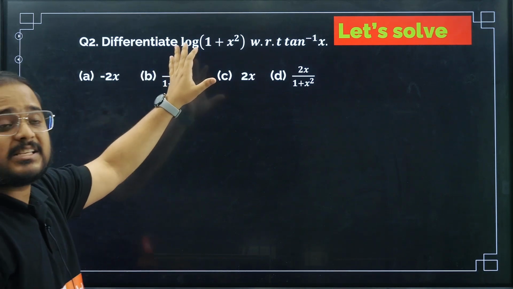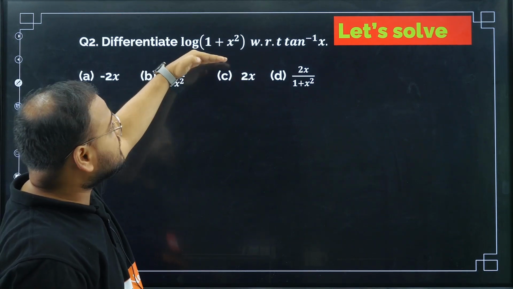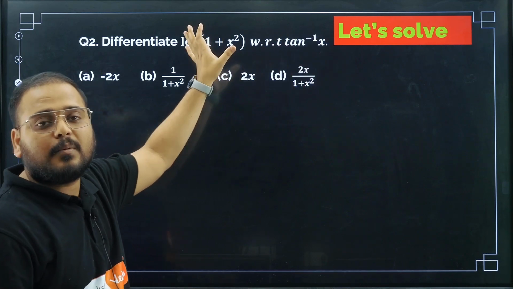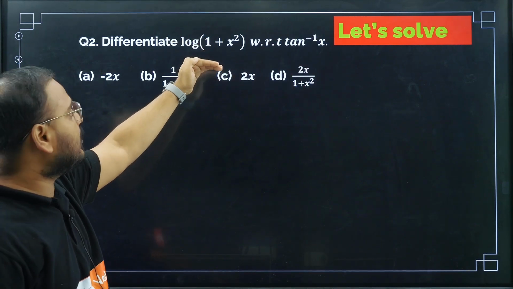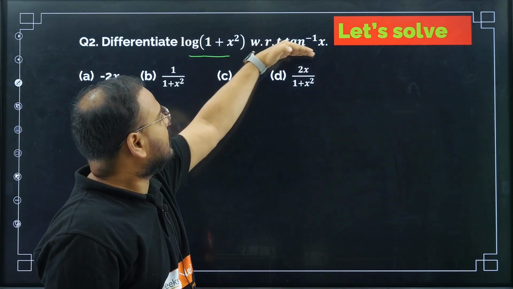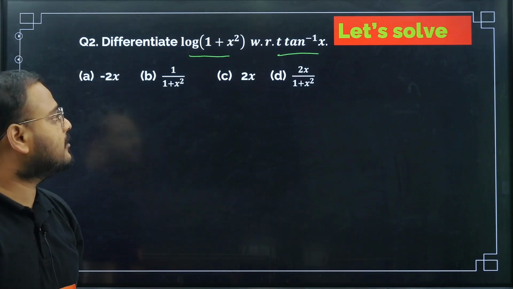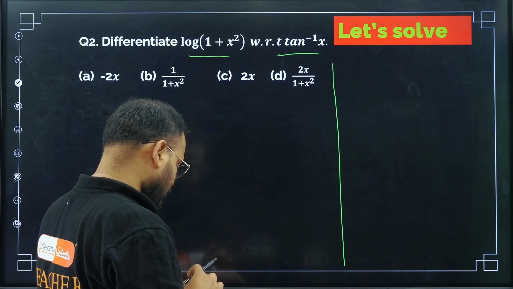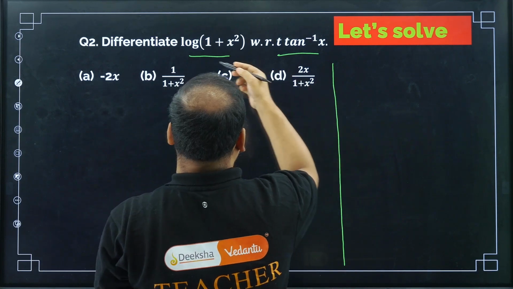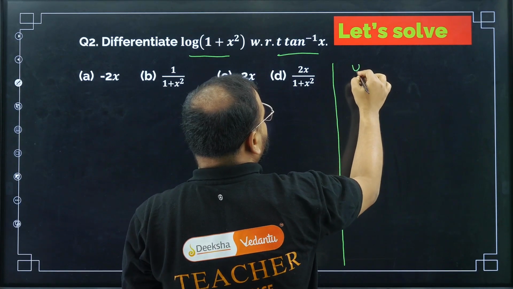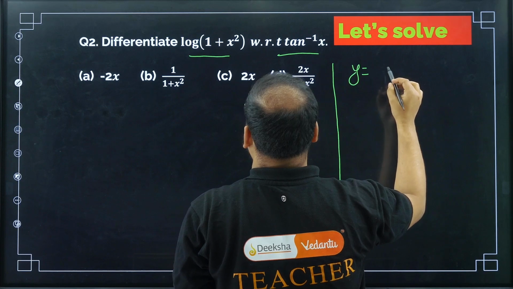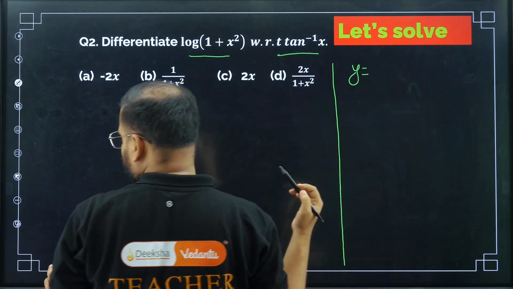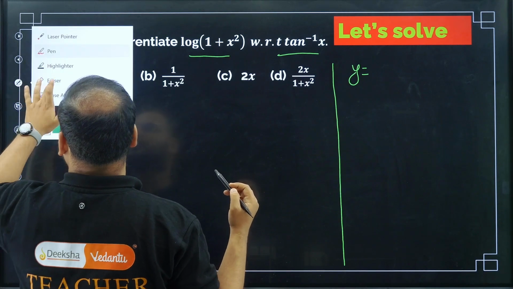So this is a case where we are differentiating this with respect to another function. Remember, we used to differentiate only with respect to the variable. Now we are differentiating this with respect to another function, tan inverse x. So again, what will we do? Let me just name these functions. Y equals to... okay, I can't name it y. Let's name some other variable.